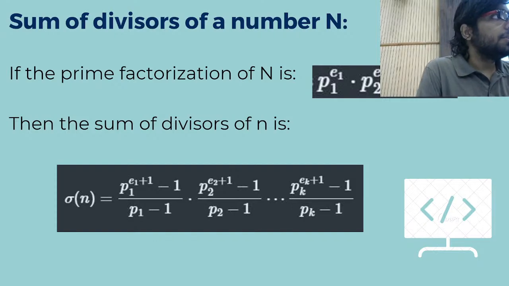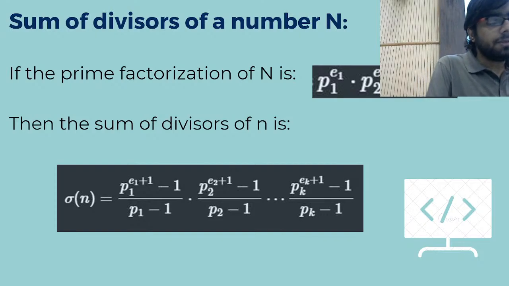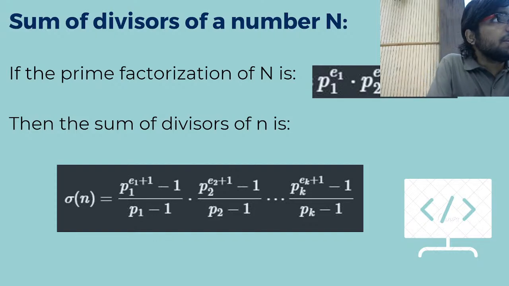So what Abhinav said was that, let's say the representation is P1 power E1 into P2 power E2 into P3 power E3. So we calculate the sum of divisors by 1 plus P1 plus P1 square till P1 power E1, multiplied by 1 plus P2 plus P2 square till P2 power E2, and so on. If we expand all those brackets, that will give the summation of all factors. Any doubt in that?